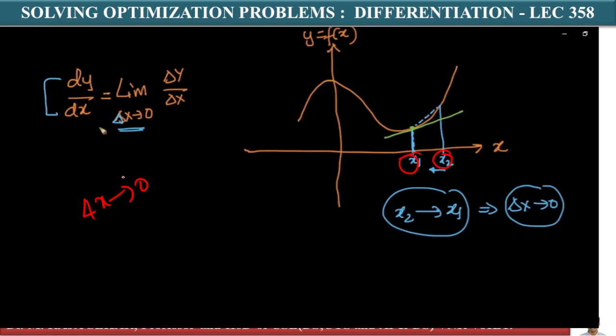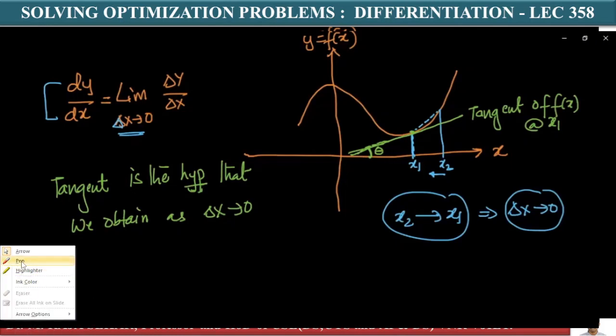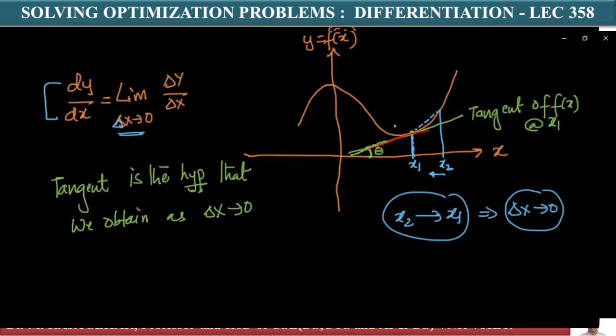Now x2 comes closer to x1. What happens to this particular line? This line, the blue line, just see this blue line that we see here, eventually becomes tangent. It is the tangent of f of x at x1. So what is the tangent? Tangent is the line that touches my curve exactly at one point. This is called tangent.